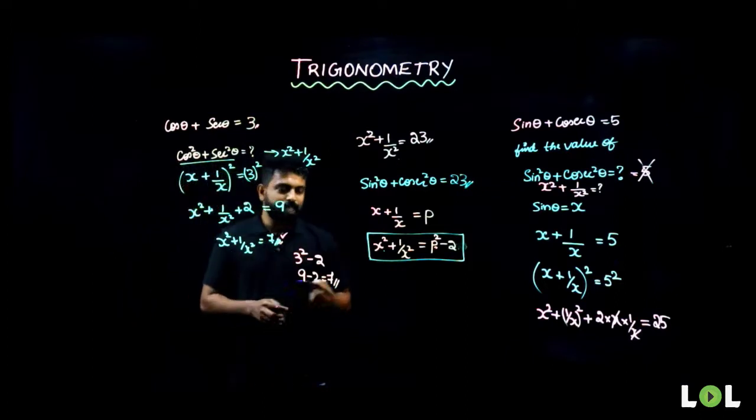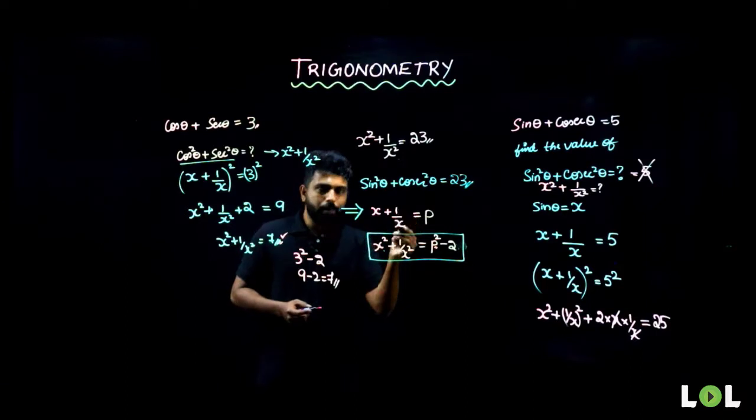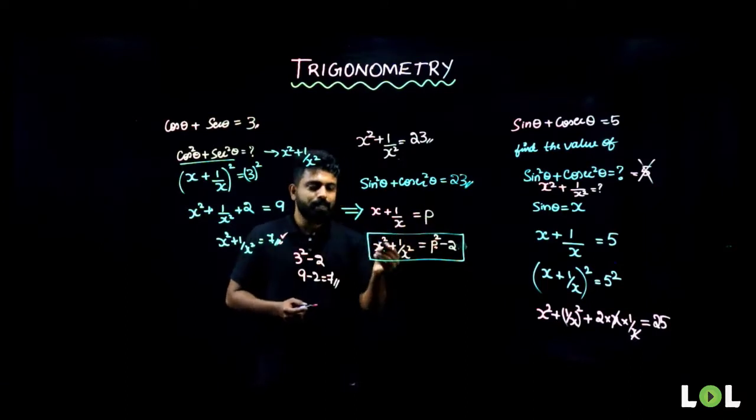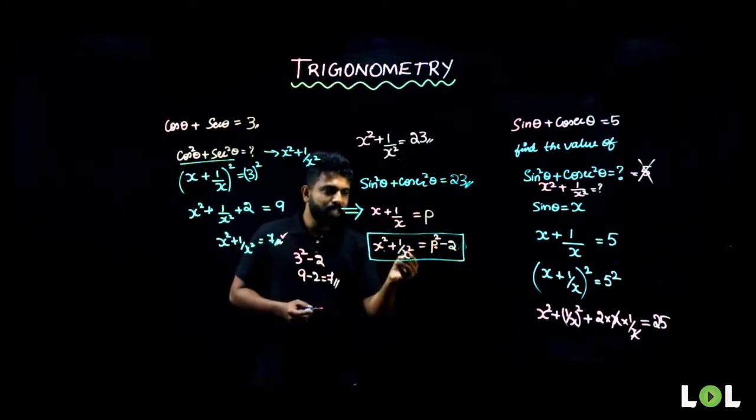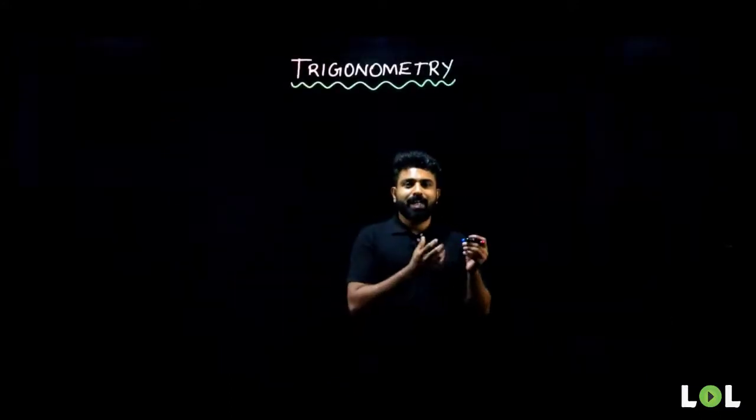So which means if the question is of the form x + 1/x is equal to p, then the value of x² + 1/x² will be equal to p² minus 2.